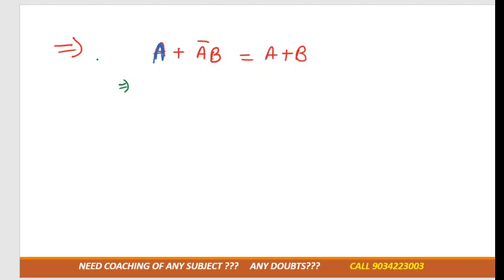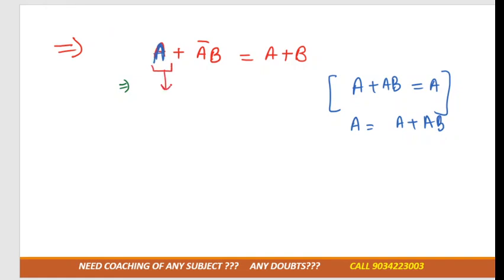Now we have to solve this boolean expression. This is a little bit tricky. As you have just studied, a plus ab is equal to a, right? So can we write a as a plus ab? So this is a, and I'm writing this a as a plus ab, then a plus ab plus a bar b. Up to here it's clear. I just converted this a into a plus ab.